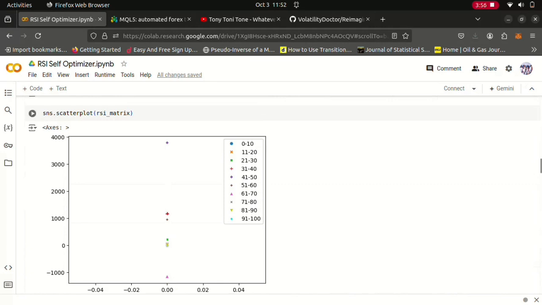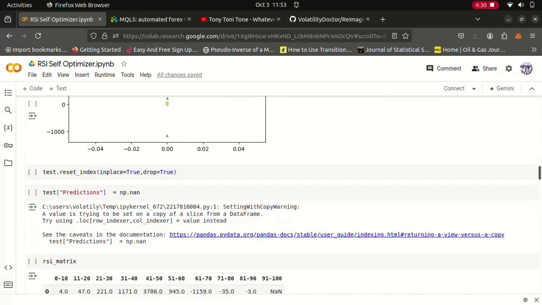Now, when we plot this as a scatter plot, you can already see at the extreme ends we have the 41 to 50 level right here, this purple diamond, and this pink triangle at the bottom represents the 61 to 70 level. So these appear to have so much bullish and bearish potential. But we're not really interested in the training set. What we want to know is how well does this translate onto the test set? How well does this hold true?